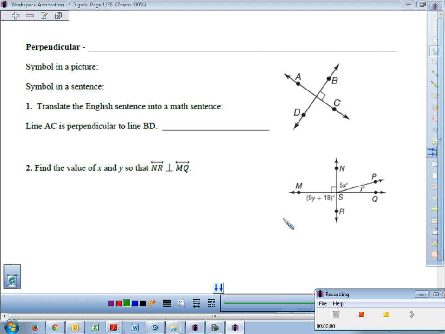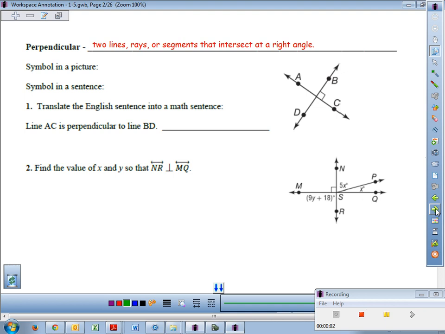We'll talk about perpendicular. And what's perpendicular mean? Two lines, rays, or segments that intersect at a right angle. In a picture, you might see a symbol for perpendicular that looks like this.